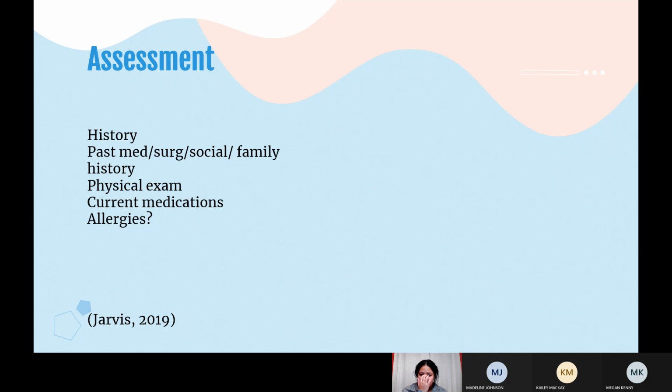We also want to assess his cough. So is his cough harsh? Is it productive? We know that he's having a productive cough. His sputum is yellow-tinged. We want to know the consistency. Is it thick? Is it liquidy, thin? We want to know quantity as well as duration.